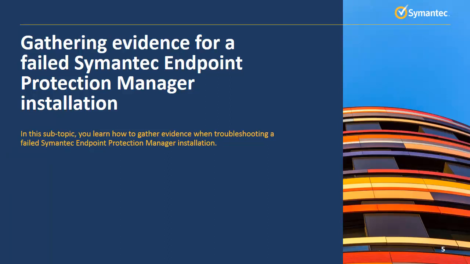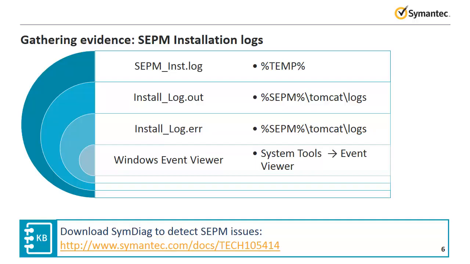So let's apply the troubleshooting methodology to resolving a failed SEPM installation. During the Gather Evidence phase, you collect installation logs. The Symantec Endpoint Protection installation records events to the sepm_inst.log, install_log.out, and the install_log.error. You can also see entries in the Windows Event Viewer. Another approach to gathering evidence is to download SymDiag to detect installation issues. For more information on this topic, see the KB listed on the screen.